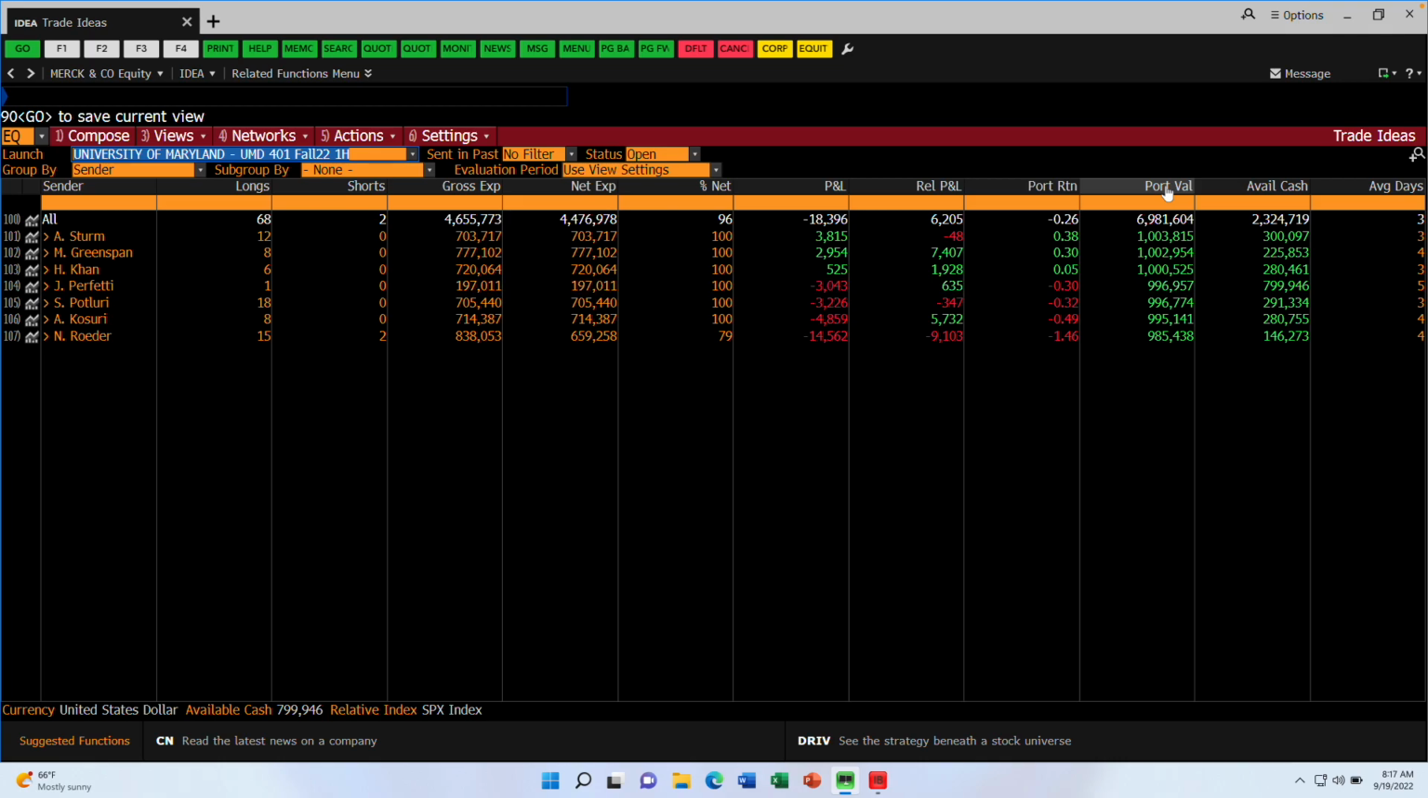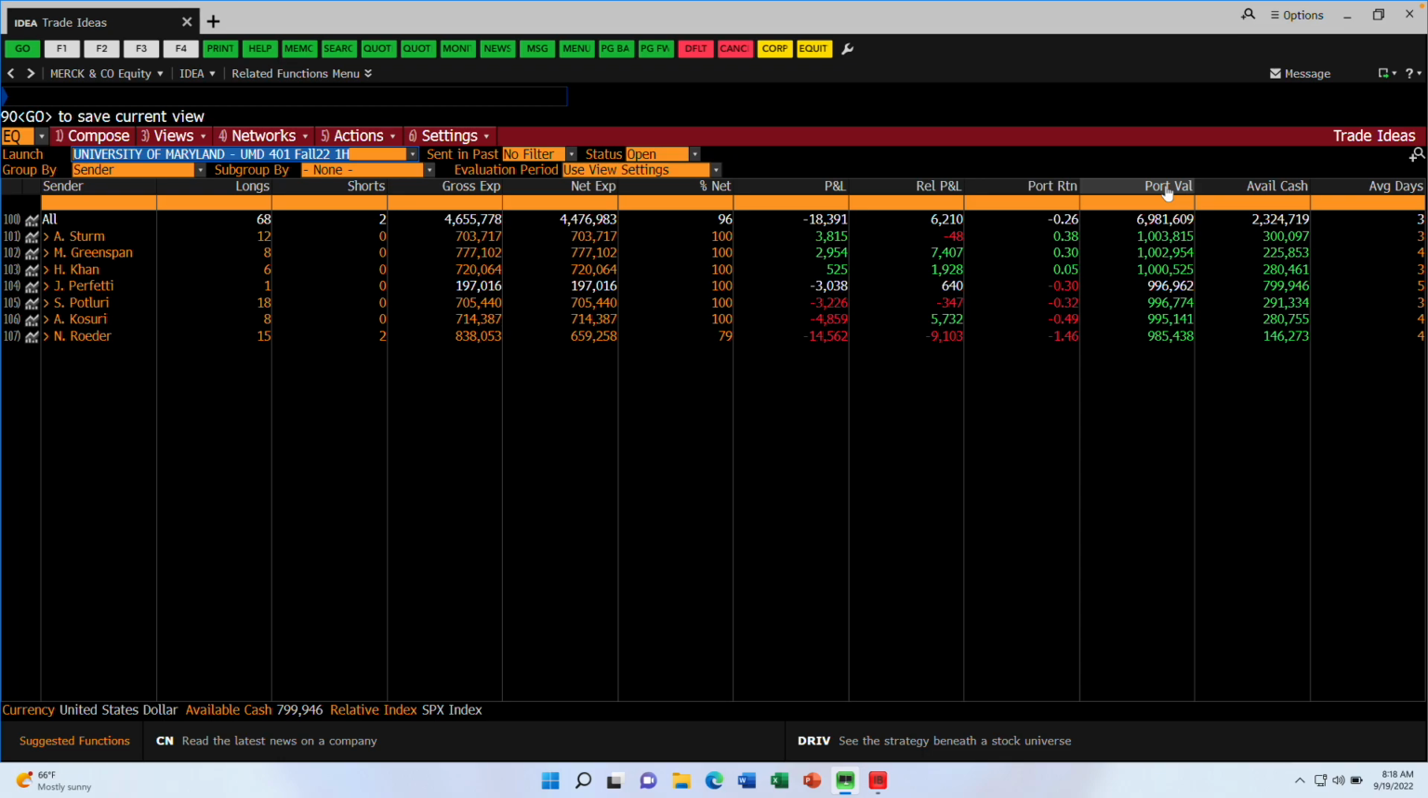So, yes? What does relative P&L mean? So what you can do when you trade is set up, for example, the S&P 500 index and see how you're performing against an index. So if you just put your money in the S&P 500 versus putting your money in your portfolio, how are you doing relative to the index?